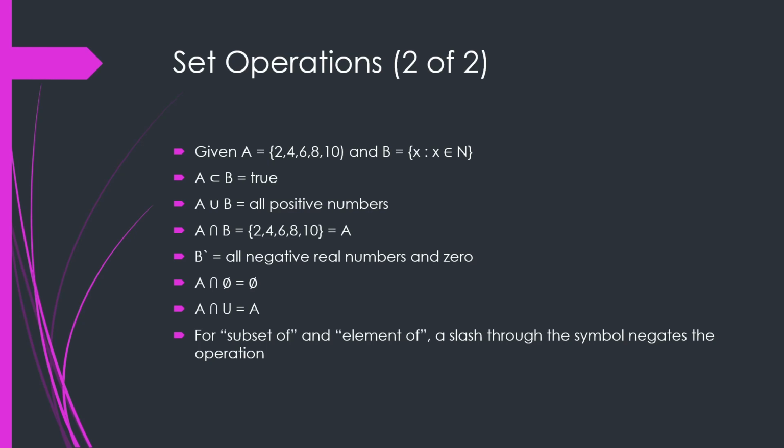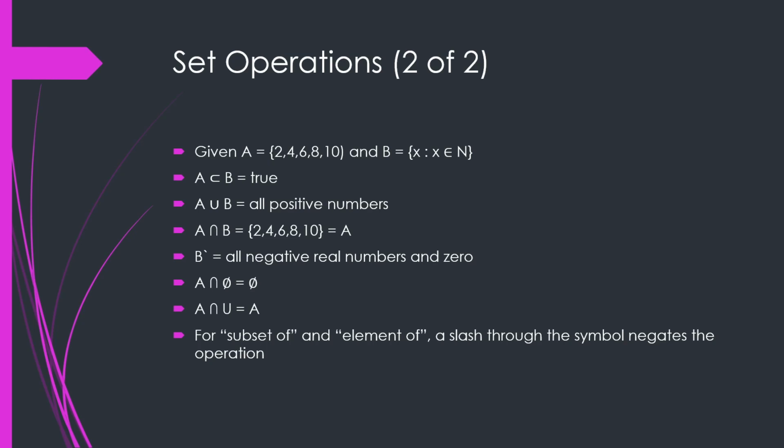Looking at the union of A and B, that being all positive numbers, and quick correction, natural numbers does not include 0. I apologize. But yeah, the union of A and B in this case is just B. The intersection of A and B is 2, 4, 6, 8, 10, which is just A.